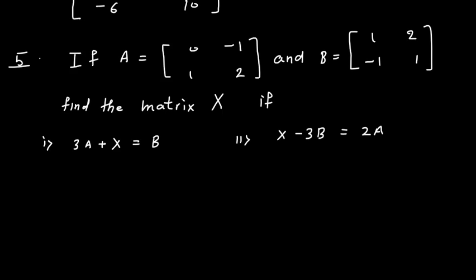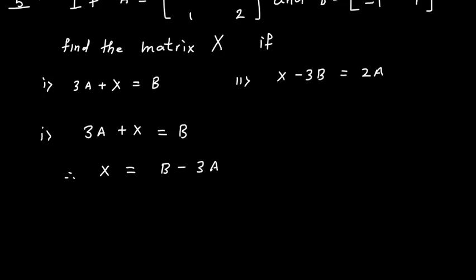So here we have fifth problem. If A is 0 minus 1 1 2 and B is 1 2 minus 1 1, we have to find the matrix X, and the condition is given. In the first problem the condition is that 3A plus X is equal to B. We know matrix A and matrix B, we have to find X. So therefore if we simplify, what we get is X is equal to B minus 3A.